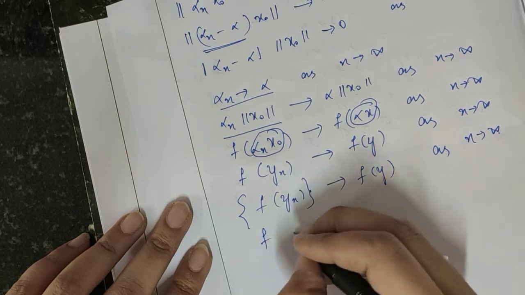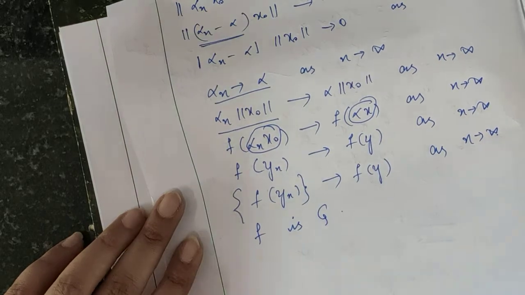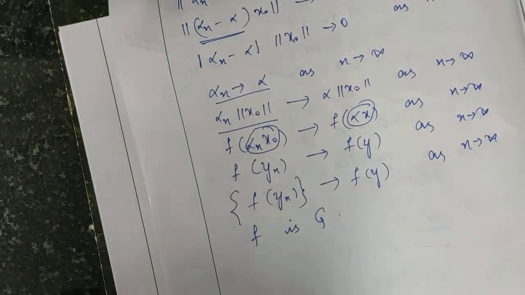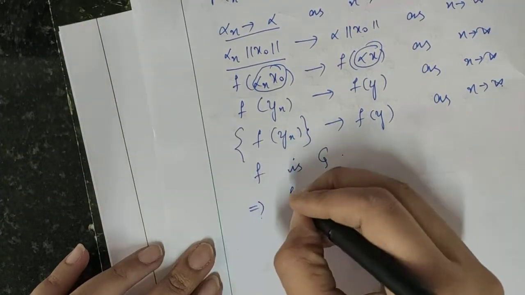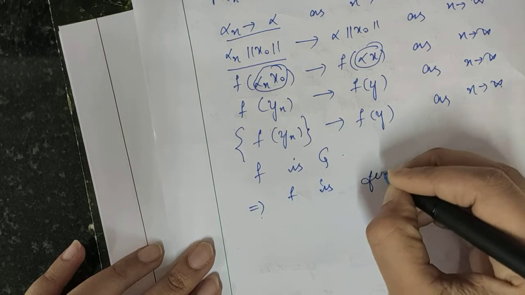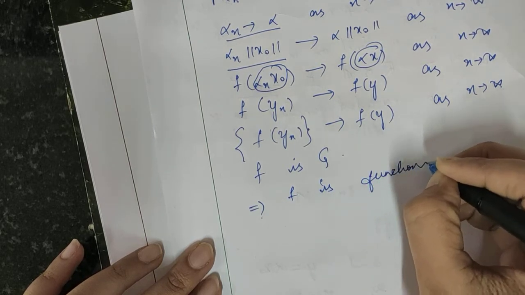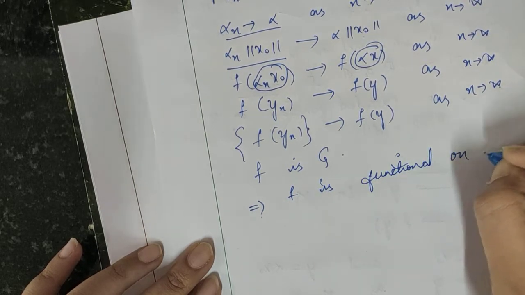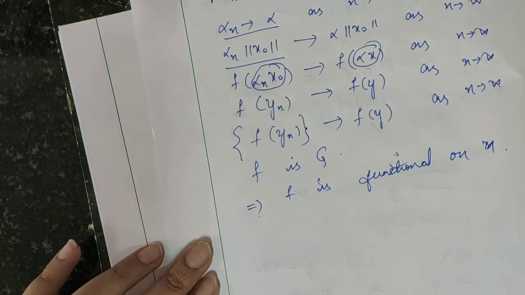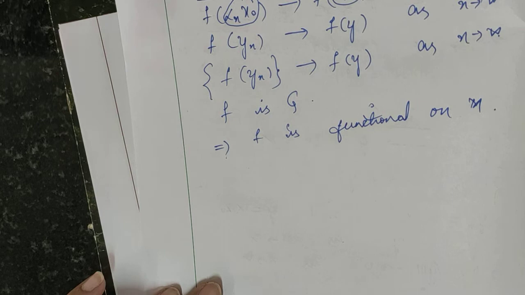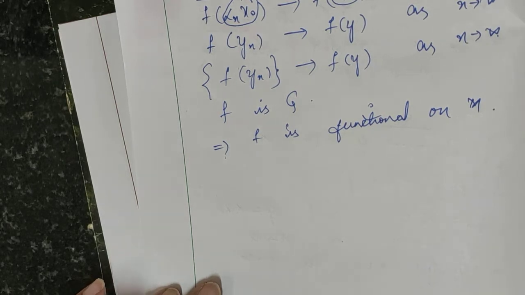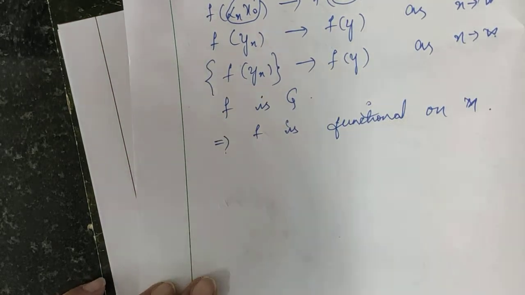From this we can conclude that f is continuous. So since f is linear and continuous, this implies f is a functional on M. Alright. Next we have to prove that norm f naught is equal to 1, right?